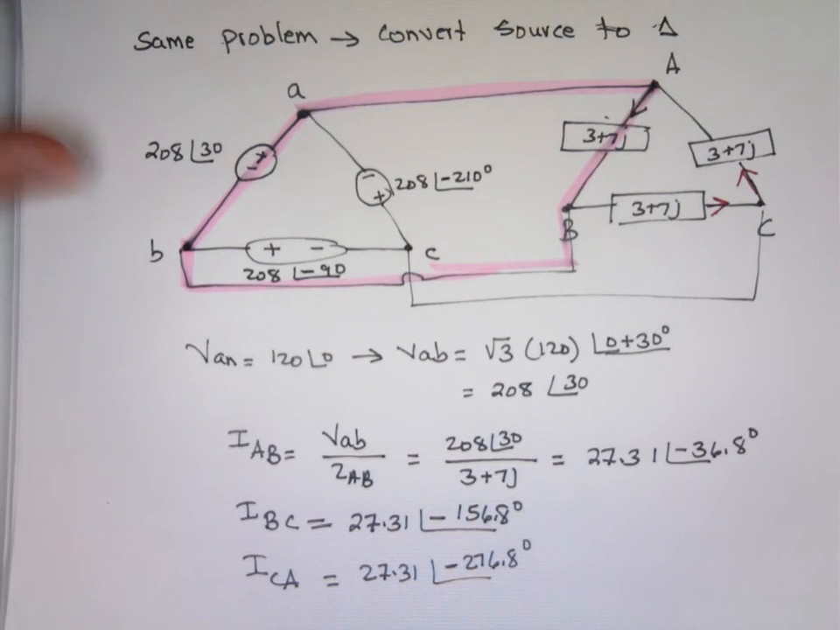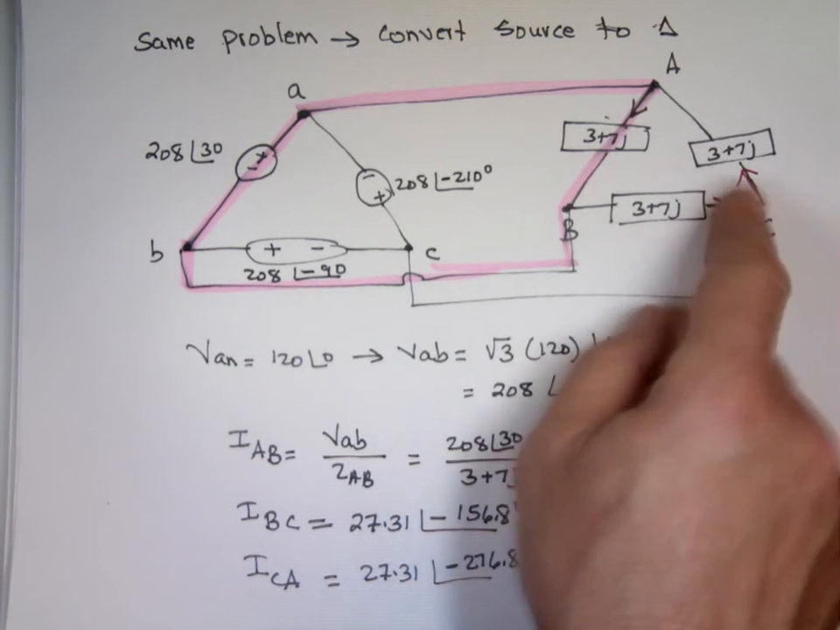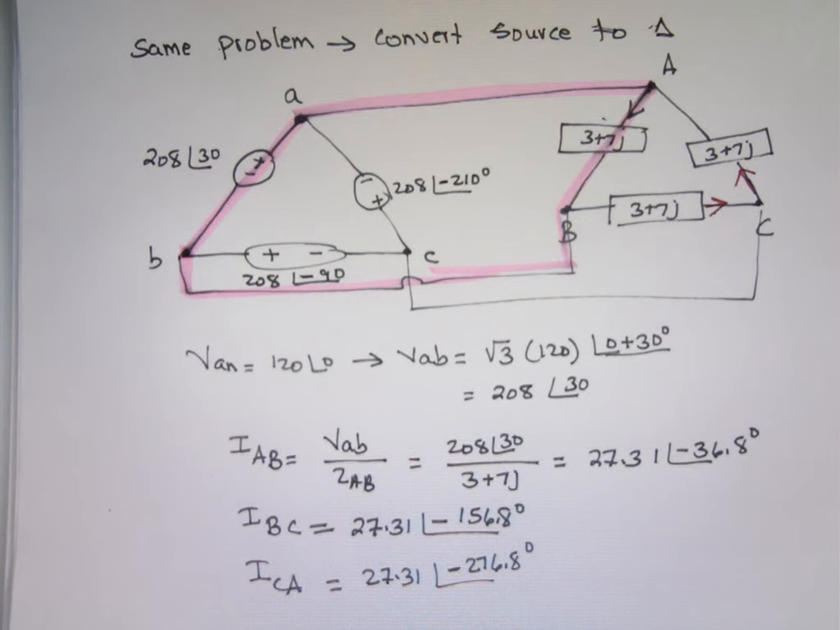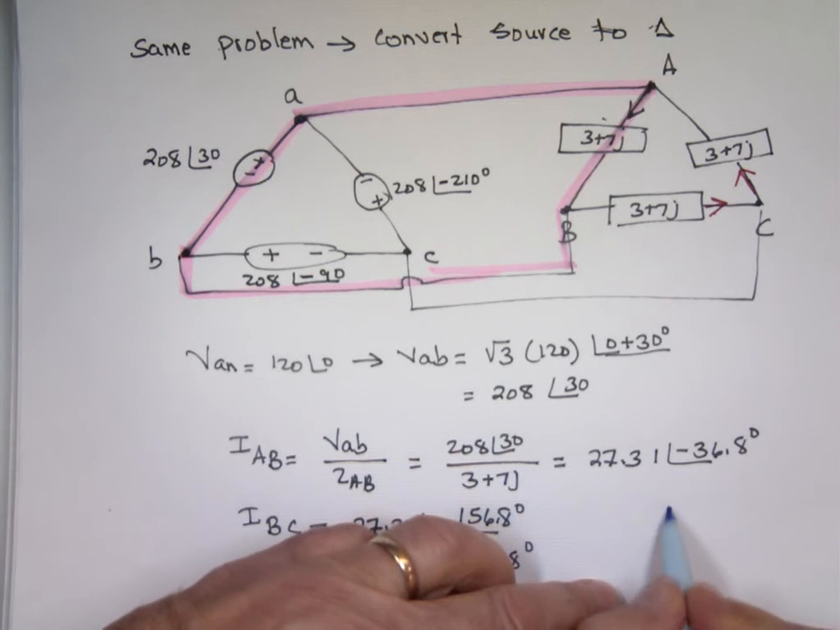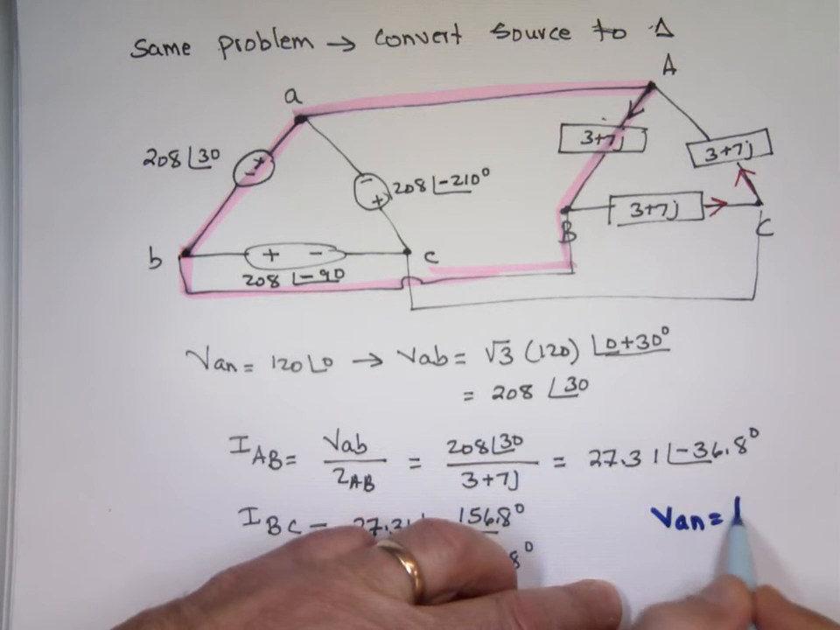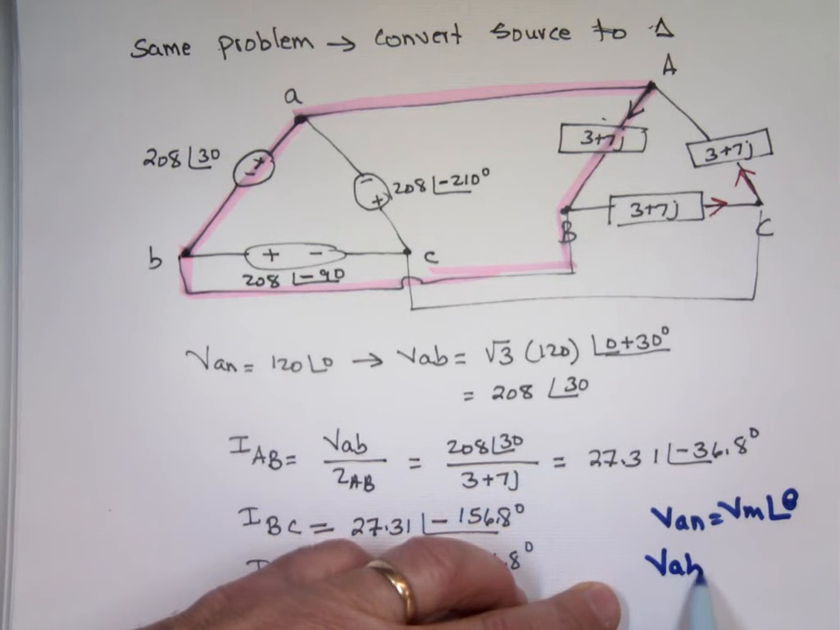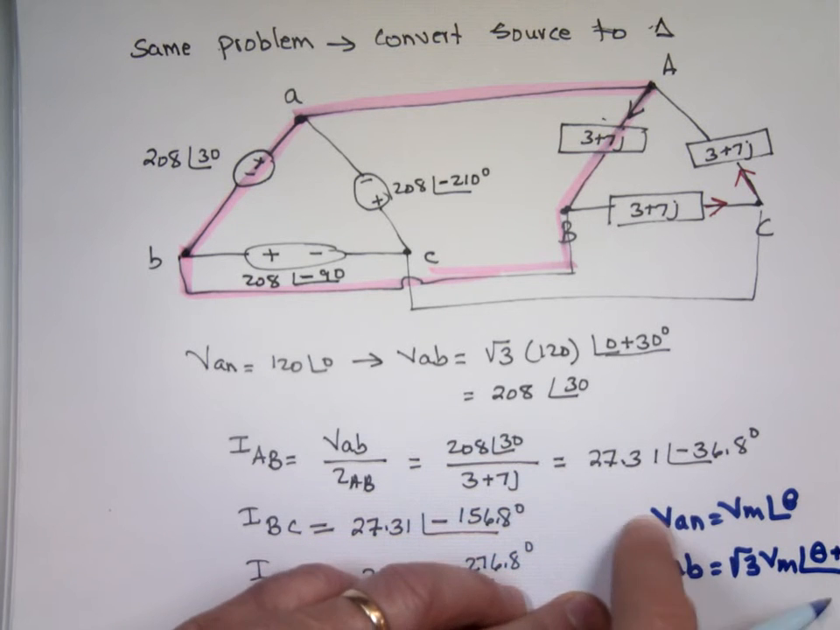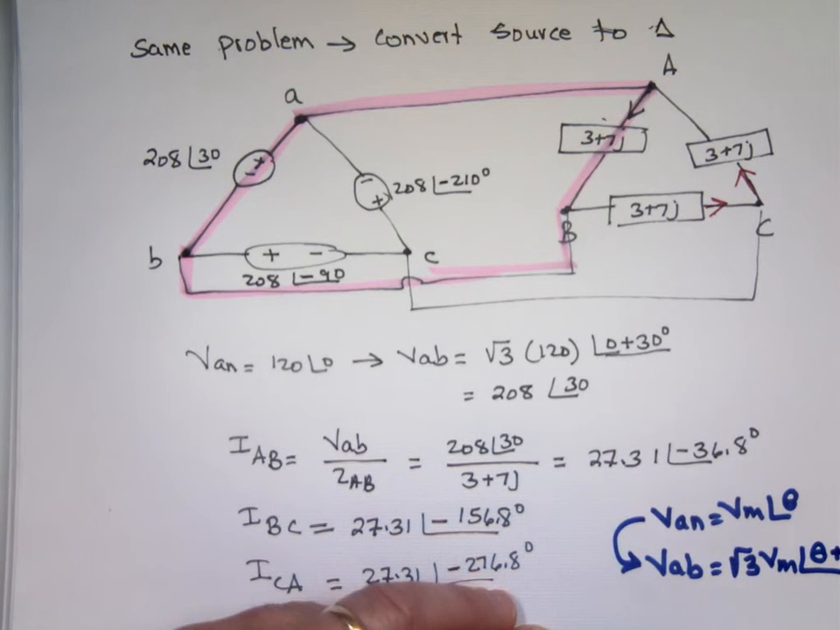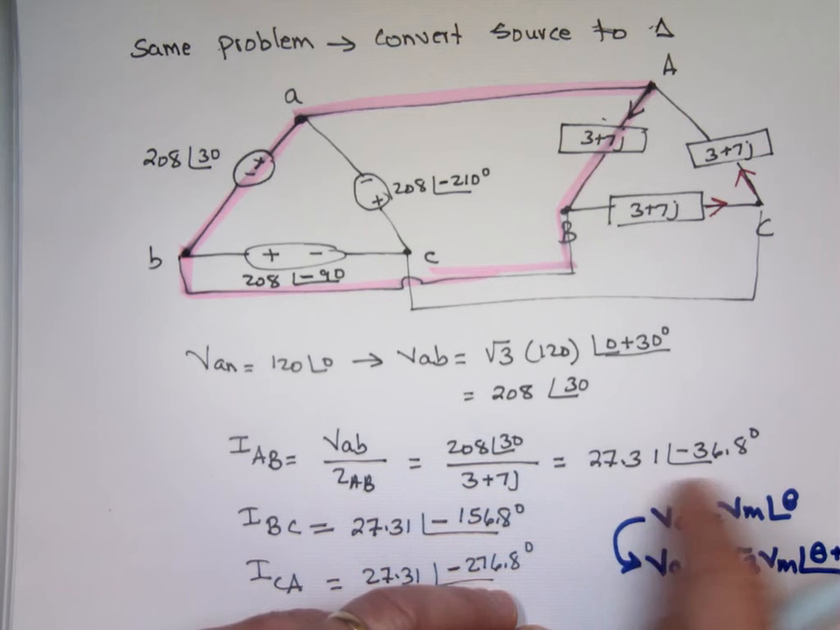The question is, we said for the impedance we divide by 3, but for the source it is different. For the source, if you have VAN, say V max, angle theta, and you want to find VAB, you multiply it by the square root of 3 and you take theta and add 30 degrees to it. If you want to go from this to that, we divide by the square root of 3 and we subtract 30 degrees, the reverse.